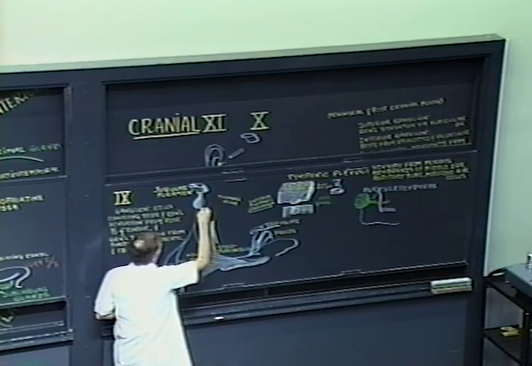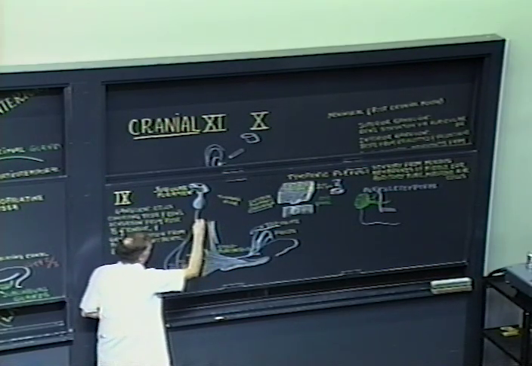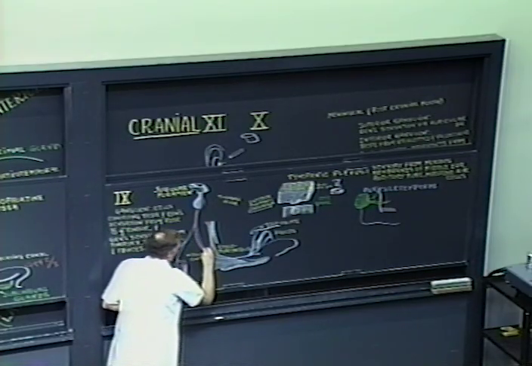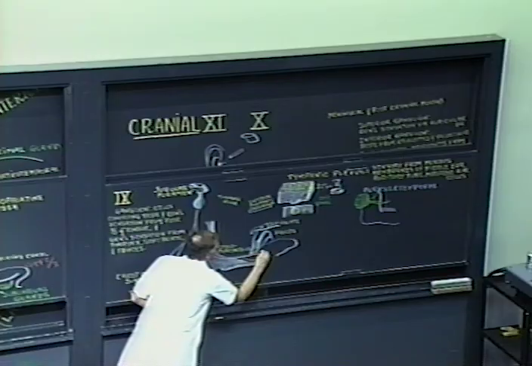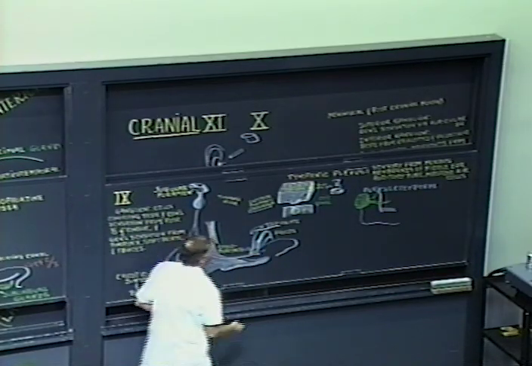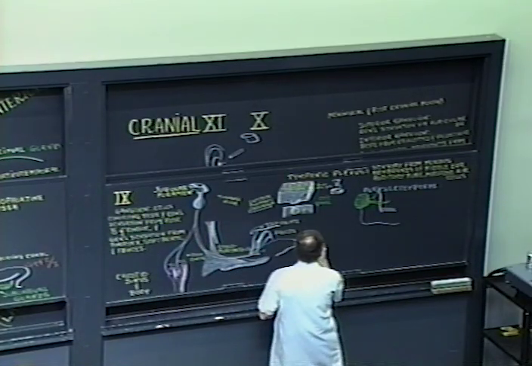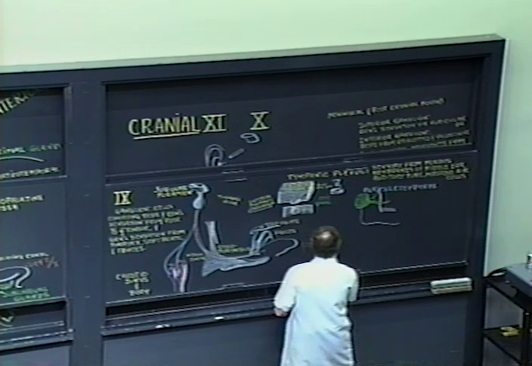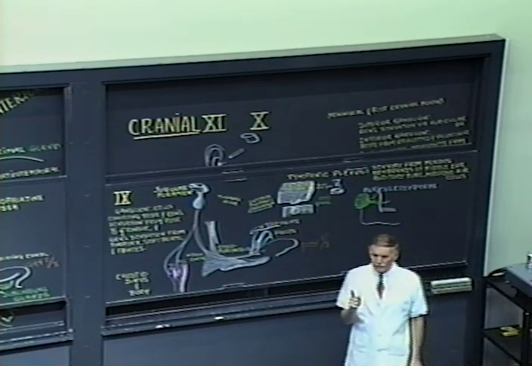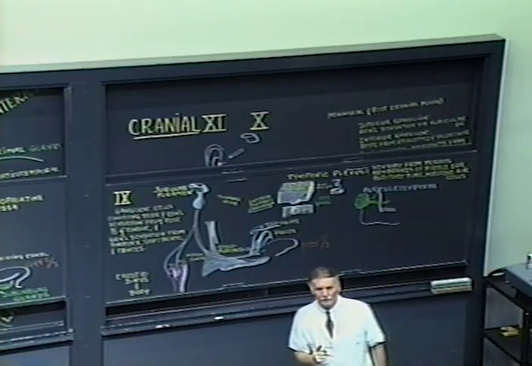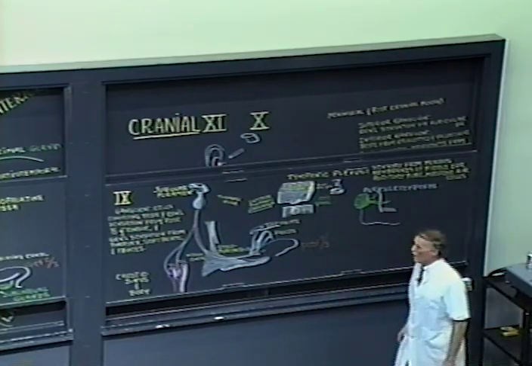And these taste fibers are, as with the sensory fibers, conveyed to the posterior 1/3 of the tongue. So the anterior 2/3 you're tasting with facial 7, the posterior third you're tasting with glossopharyngeal 9.